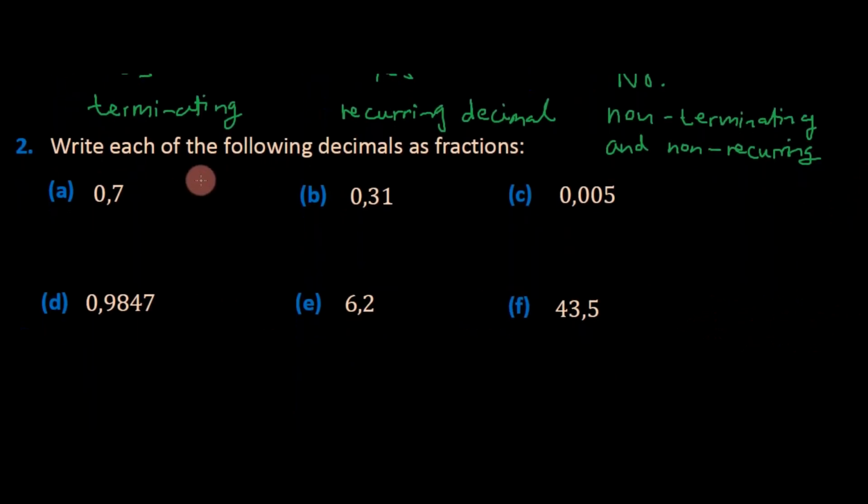We have to write each of the following decimals as fractions. In A, we have 0,7. We want to write the 7 in front of the decimal comma, or the decimal point. So the 7 needs to move one place forward. So it's 7 divided by 1 with a 0. In other words, 10.